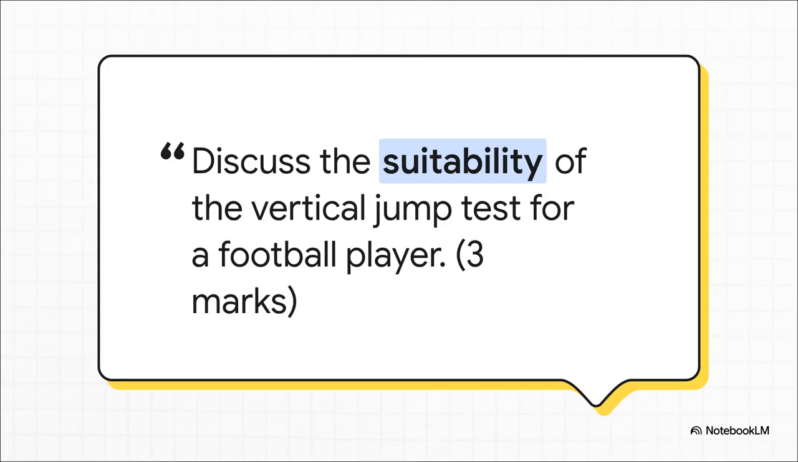So, look at this example. It asks you to discuss if the vertical jump test is good for a footballer. So on one hand, you'd say, yeah, it's great. It tests explosive power, which a player definitely needs for jumping and heading the ball. But then on the other hand, you've got to say, well, maybe it's not perfect, because a footballer also needs amazing aerobic endurance, and this test doesn't measure that at all. See? You're showing both sides of the coin.